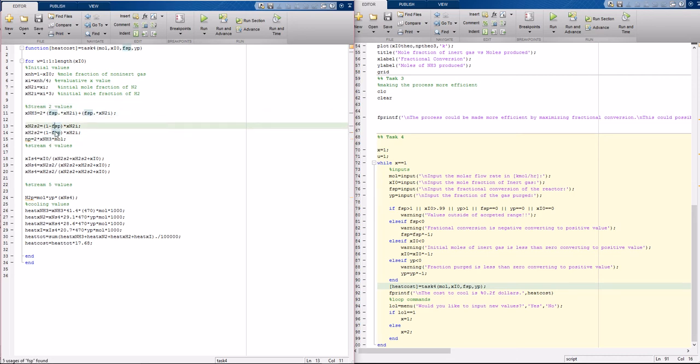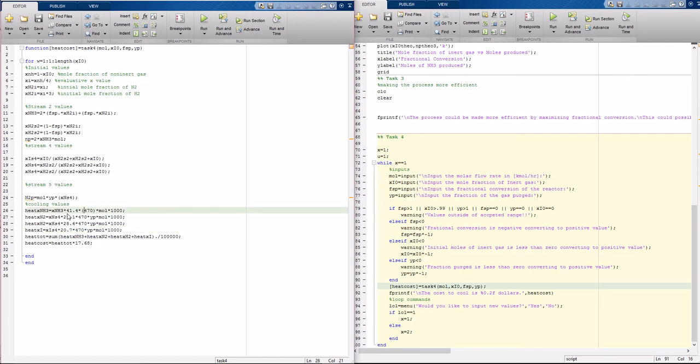It's going to figure out how many inerts, how many nitrogens, and how many hydrogens you're going to get at the end. And then it's going to figure out how much it takes to cool it. It's going to multiply it by the moles, how many moles of this stuff there are, and in some cases the fraction purged, because what's purged off in the case of nitrogen, hydrogen, and inert is going to be how much needs to be cooled.